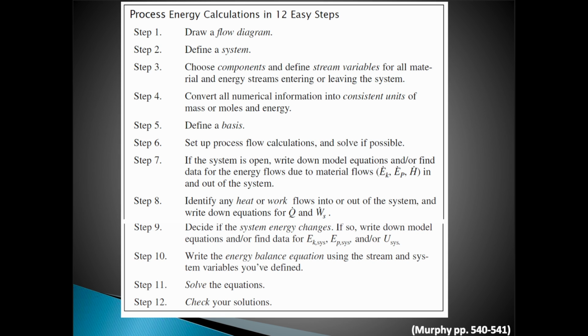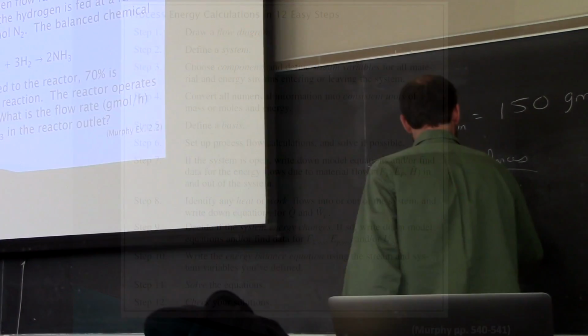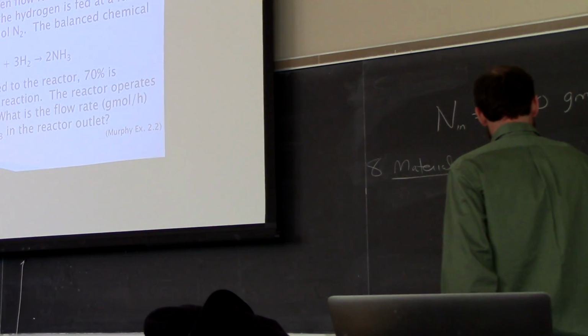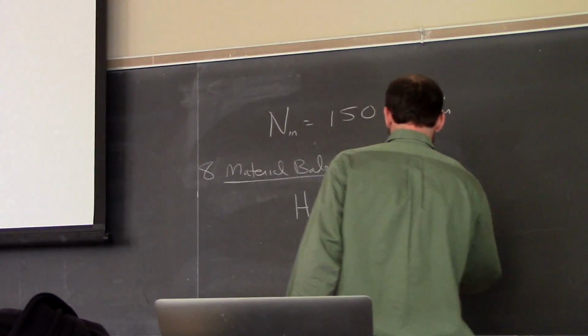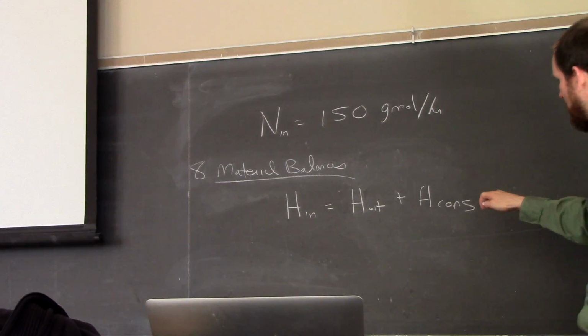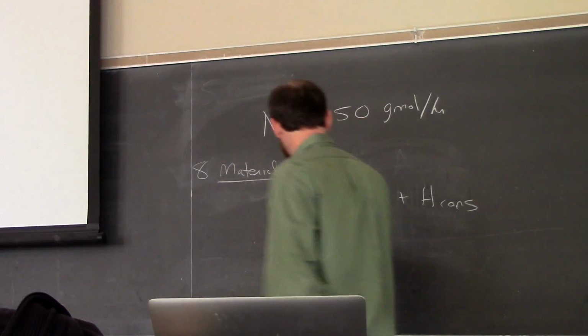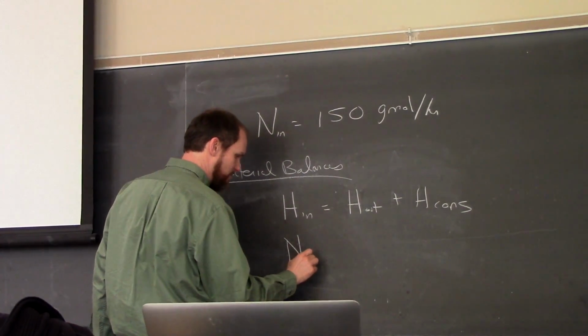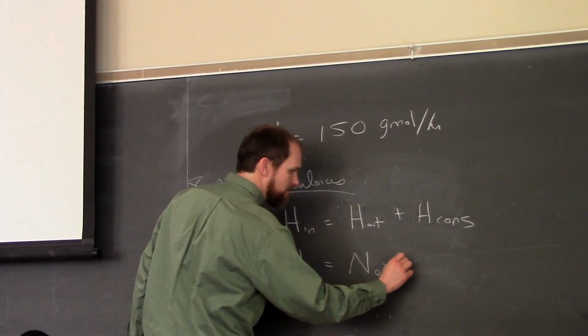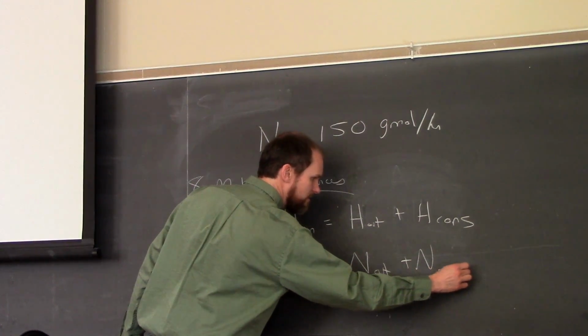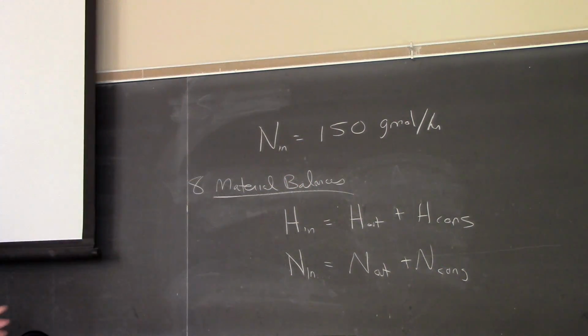Any material balance on some species. So either H or N: H in equals H out plus H consumed. The hydrogen that goes in either comes out or gets consumed. How about N? Let's do both. N in equals N out plus N consumed. All right, this is good. You're doing it intuitively. You just put these together.